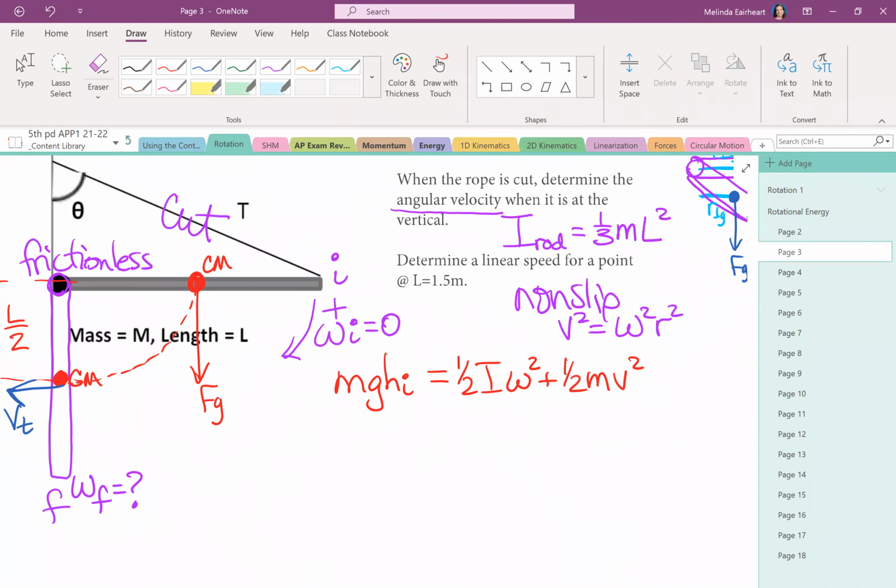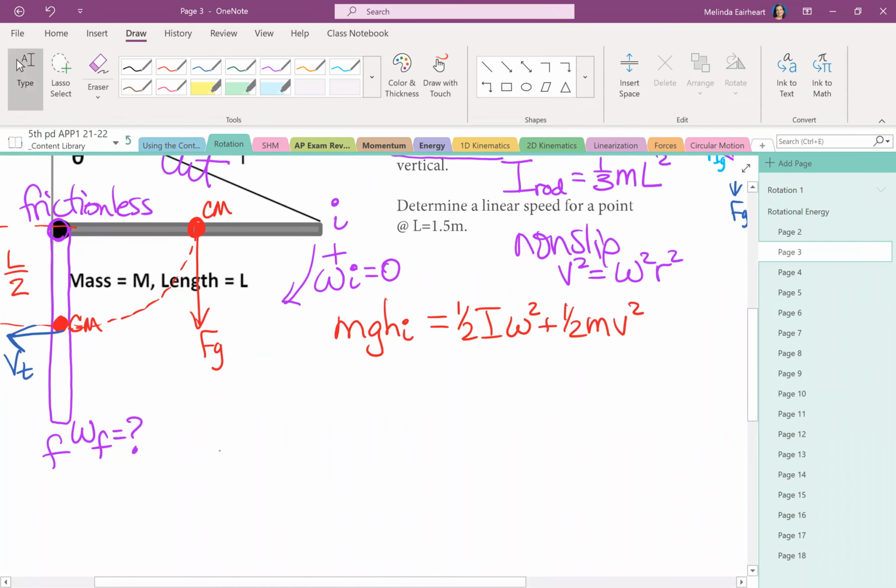Everybody good? All right, let's plug in. And so mgh equals 1/2 times 1/3 ml squared times omega squared. I'm keeping it. That's what we're solving for. Plus 1/2 m. And now, in place of the linear velocity, I'm going to plug in omega squared r squared.